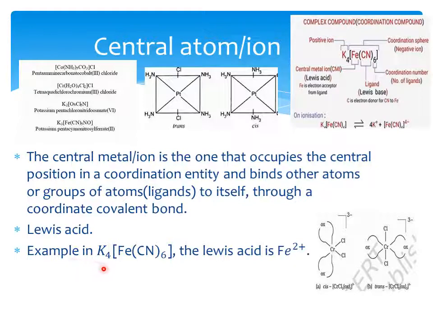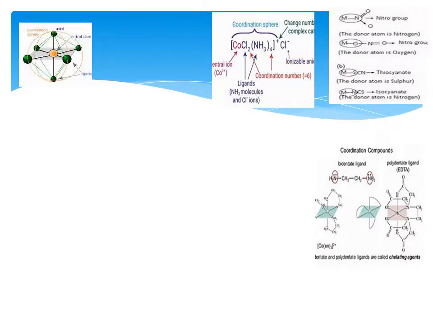The example is K4[Fe(CN)6], where the central metal ion in this complex is Fe2+. This can be considered as x plus, and the ligand is negative: 6 times minus 1. The sum of the charge is 4 minus, because this ionizes into 4K+ and the complex ion, so the charge on the iron comes out to be Fe2+. Next we will see about the ligands.